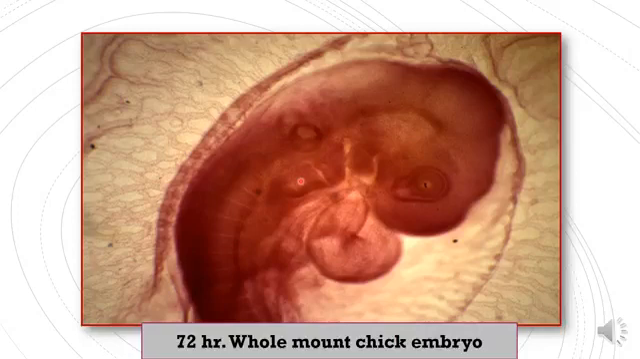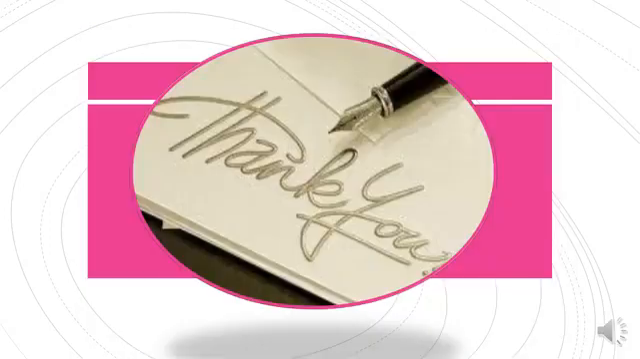Also in this slide, this is the pharyngeal arch, the segments of the pharyngeal arch, and the stomach. And this is the heart tube. Thank you.